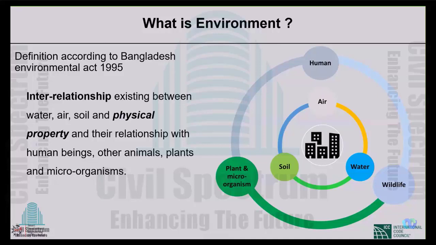This is all connected. All we're talking about is interrelationships. This is important. What we're talking about is the physical property of the environment. We are talking about water, air, and their quality, and the relation with the human, the plants, flora and fauna. That's important. That's what we have to look at when we build an infrastructure. You cannot build without the environment.